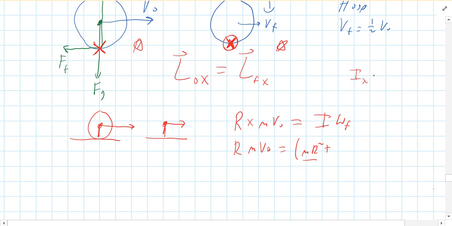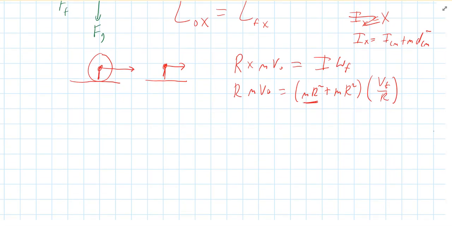I about any axis is equal to the I of the center of mass plus m times d_cm squared. So here's our I_cm. Then we have the mass, and the distance from this axis to the center of mass, well, that just happens to be r again, squared. And then what's omega final in terms of v final? Well, omega final is equal to v final over r, okay?